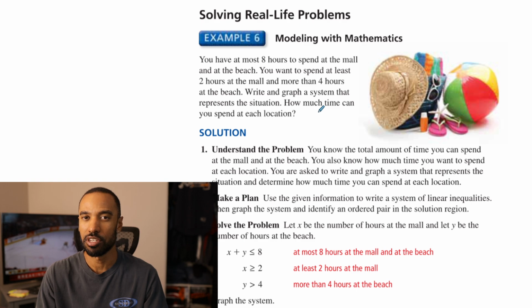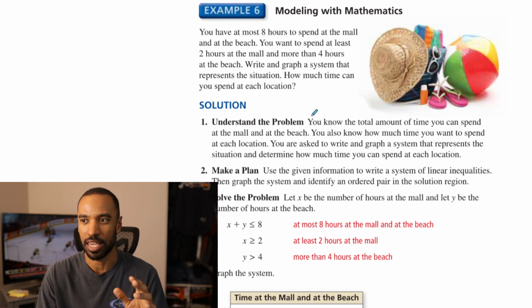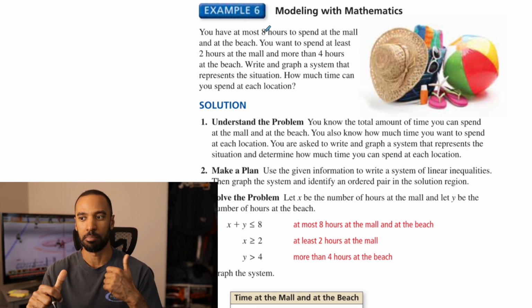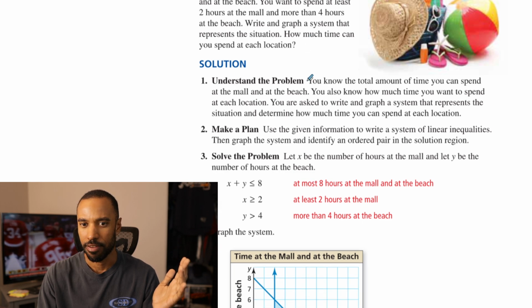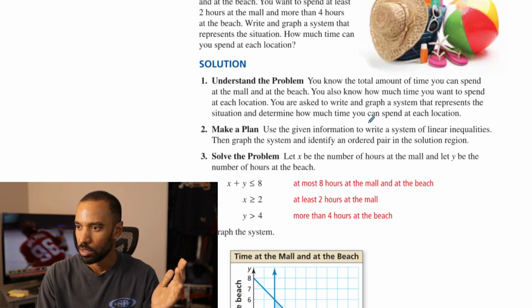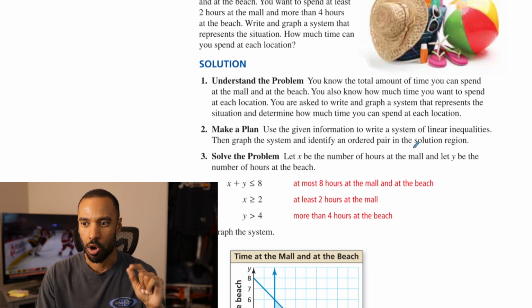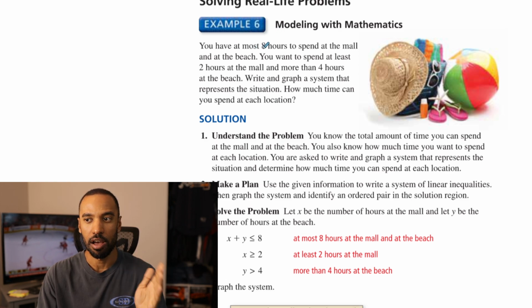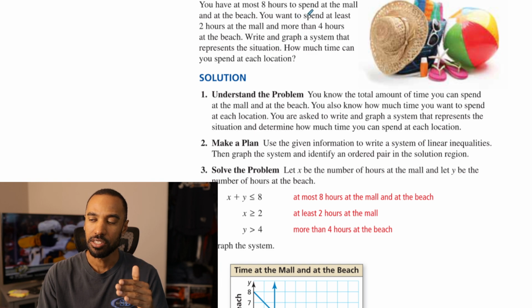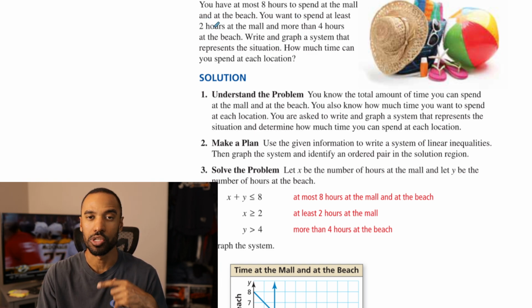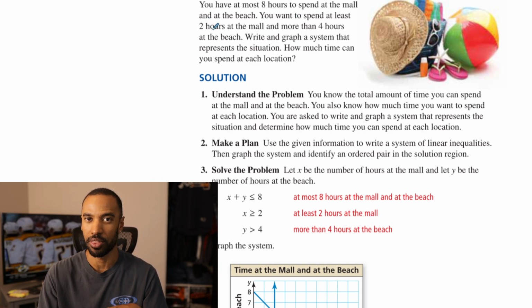So you are going to have to define variables for these things, and they can get kind of interesting based on what we have. But at most 8 hours to spend at mall and beach. If x is number of hours at the mall, y is number of hours at the beach, the sum of your hours cannot exceed 8. So it's less than or equal to 8. And then it says you want to spend at least 2 hours at the mall. So your x hours must be greater than or equal to 2.